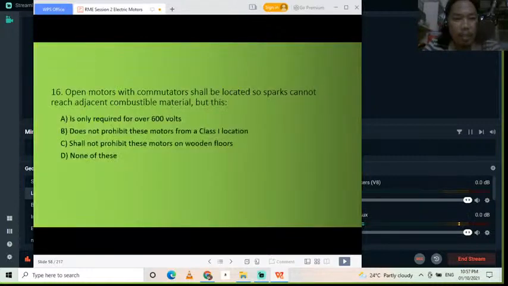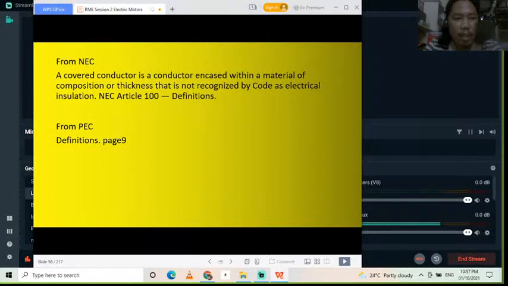Okay? So, from National Electrical Code, a covered conductor is a conductor encased within a material of composition or thickness that is not recognized by code as electrical insulation. So, hindi ko na po inilagay yung mismong article doon sa ating PEC, kasi hindi naman yung nakasulat dun sa National Electrical Code. Actually, parehas na parehas lang po sila. Okay?